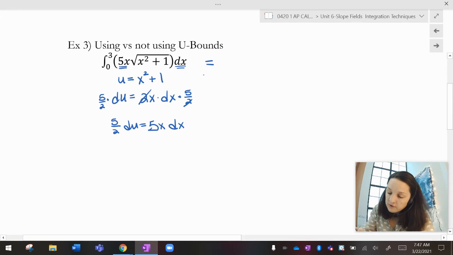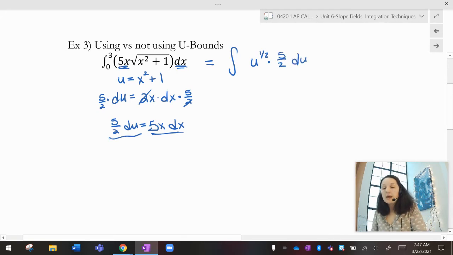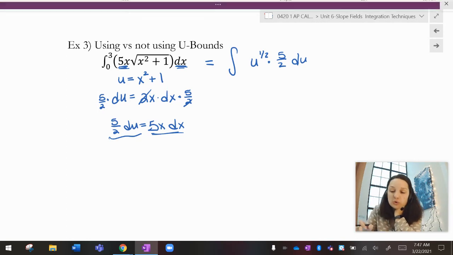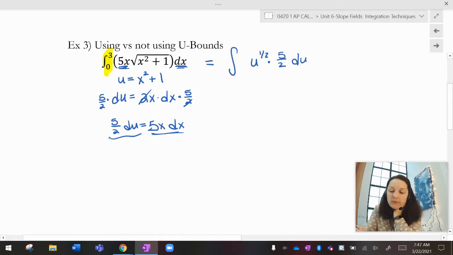So this is going to become the square root of u, which is u^(1/2). Sorry about my jumpy screen. And then 5x dx gets replaced with 5/2 du. Now, what about those limits of integration? I cannot bring them with me, because your limits of integration belong to the dummy variable. That's a 0 and a 3 on a dx. That means that those are x values. Now I have a u, so I need U-bounds here.